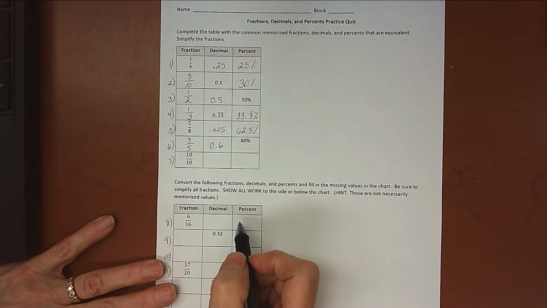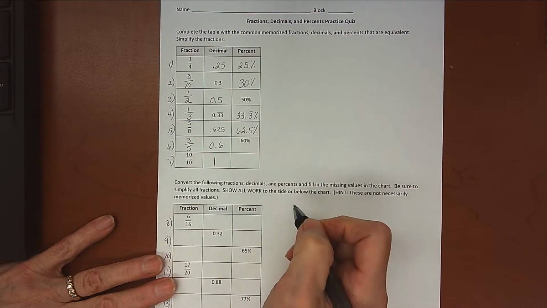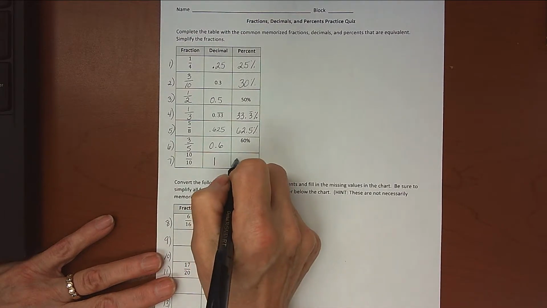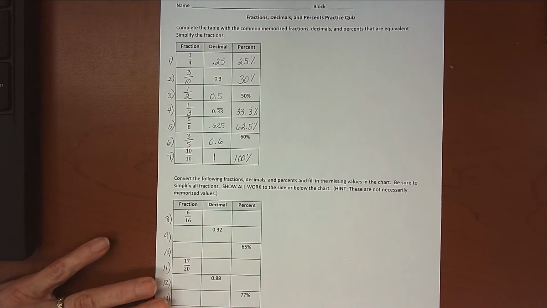10/10 is equal to the number 1. That's our decimal. Even though it doesn't have a decimal in it, we know that decimal is hiding out right there. And then, of course, that's 100%. If you got a 10 out of 10 on a quiz, you would have 100%.